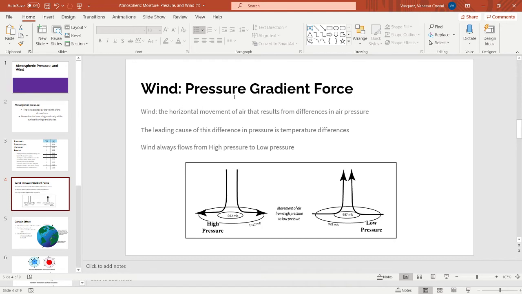Wind is driven by the pressure gradient force, the horizontal movement of air that results from differences in air pressure, meaning the difference from a high pressure system to a low pressure system. The leading cause of this difference in pressure is temperature differences. Cool air sinks, which creates a high pressure system, and warm air rises, which creates a low pressure system. Wind always flows from high pressure to low pressure. This is the movement of the wind.